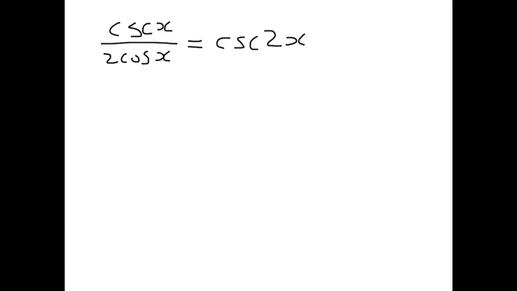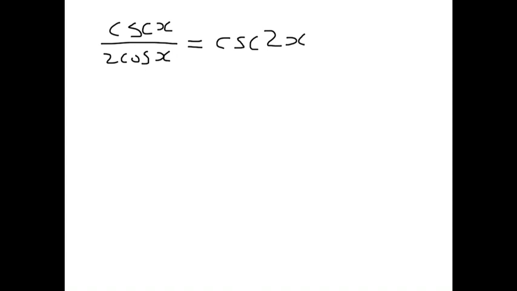Okay, let's prove that cosecant x over 2 cosine x is equal to cosecant 2x.